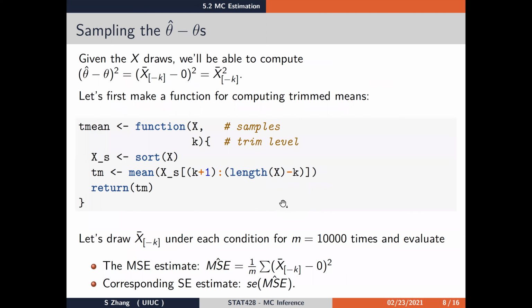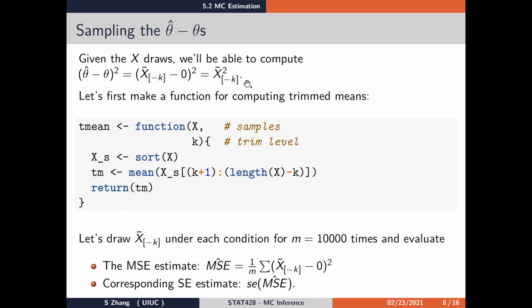All right. So now we have our X's. Our next step is to compute theta hat minus theta squared using our X draws. In this case, we mentioned that this is given by theta hat bar minus k minus 0 squared, because true theta is 0 and this is our theta hat. And this is simply equal to theta bar of minus k, which is the trimmed mean squared.